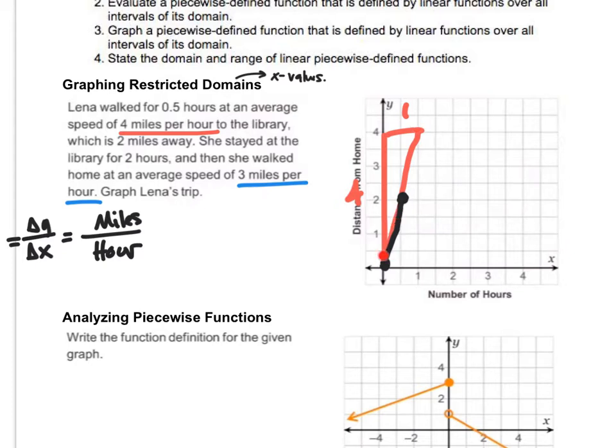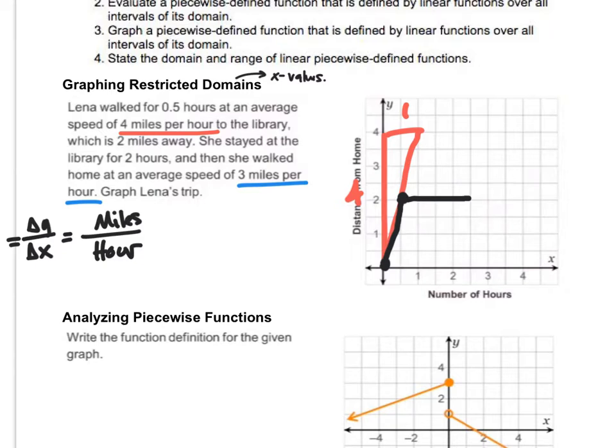And so the black graph is the graph that I'm using for my function. The red is just to tell us what we're doing. Then the other thing is that she stayed at the library for 2 hours. Okay, so this is 0.5, so if you stay there for 2 hours, then you would stay there until 2.5 hours. But you didn't go anywhere. She didn't go anywhere. So the distance that she is from home doesn't change, and that goes all the way to here.